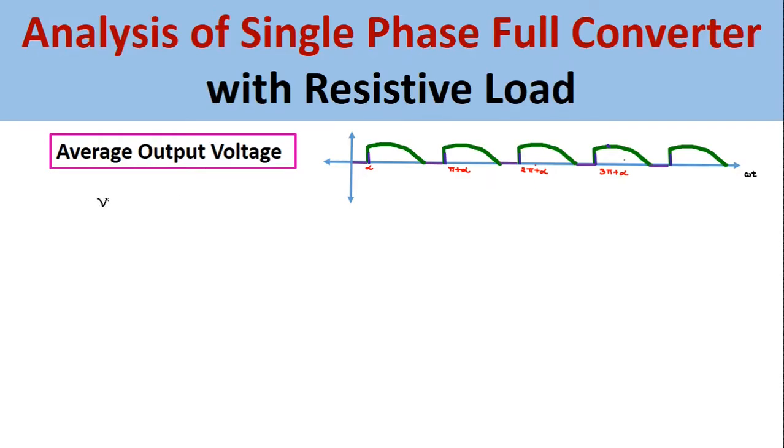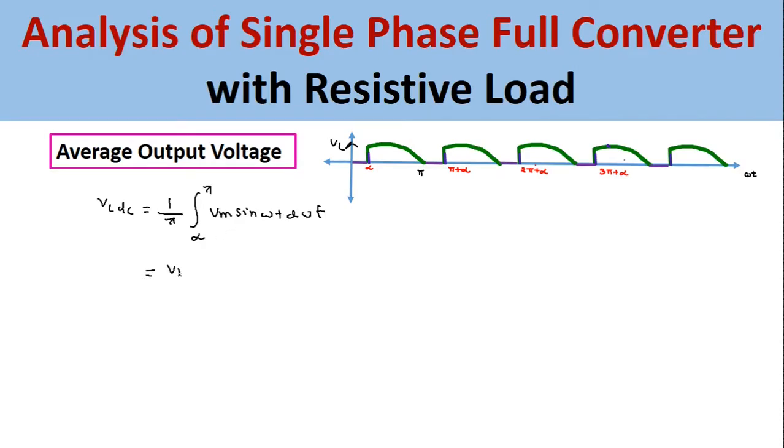It is given by VLDC. Here this is the waveform for the output load voltage VL for the single phase full converter with resistive load. So here we can see that we are getting the output from omega t equal to alpha to omega t equal to pi. So VLDC will be equal to 1 upon pi integration from alpha to pi Vm sin omega t d omega t.